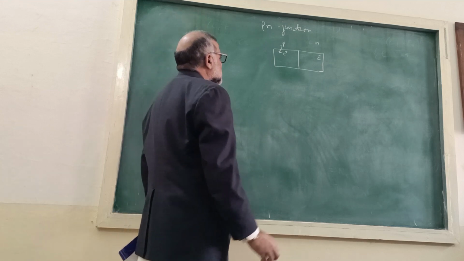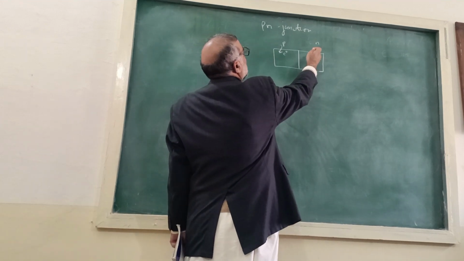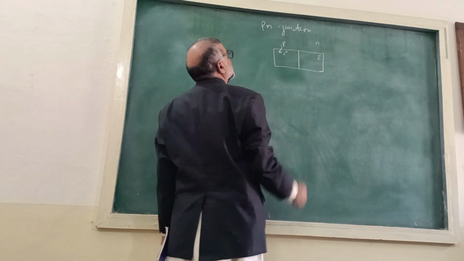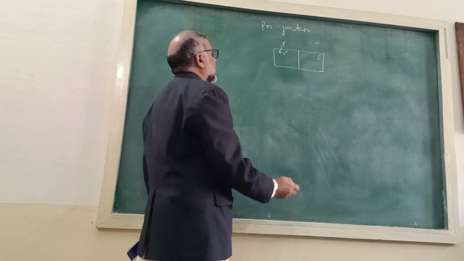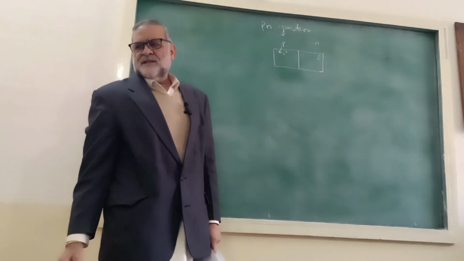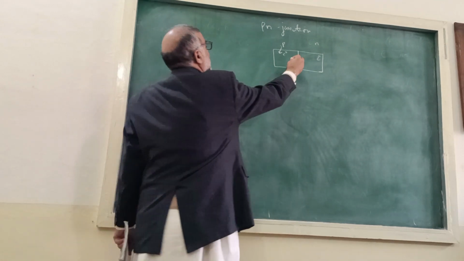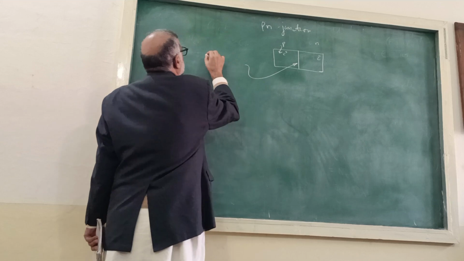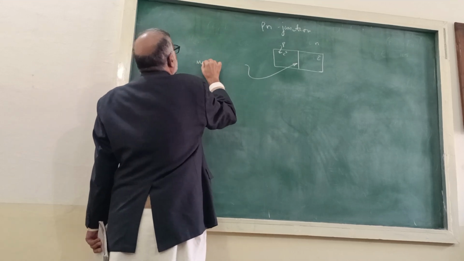So the concentration here is of electrons, and here of holes. And the boundary which separates the two sides is called the metallurgical junction.